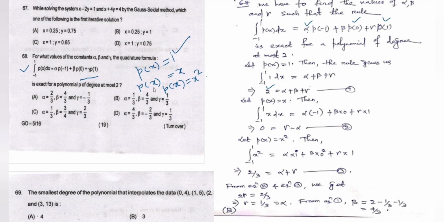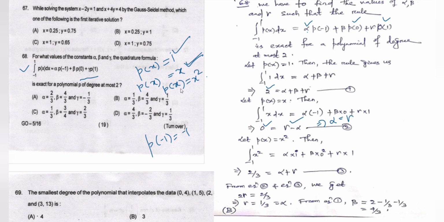Next, we put the value p of x equal to x in the same quadrature formula. On the left hand side we have integration of x with the limits minus 1 and 1, and on the right hand side we have alpha into p of minus 1. Here p of x is x, so p of minus 1 is minus 1, p of 0 is 0, p of 1 is 1. So we get another equation, minus alpha plus gamma equal to integration of x from minus 1 to 1, which is 0. So we have minus alpha plus gamma, or gamma minus alpha, equal to 0. That means alpha equal to gamma.